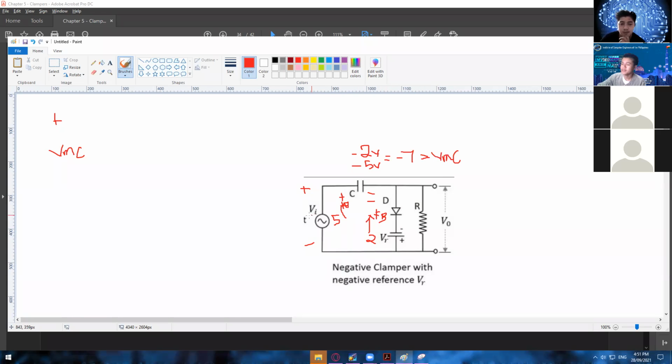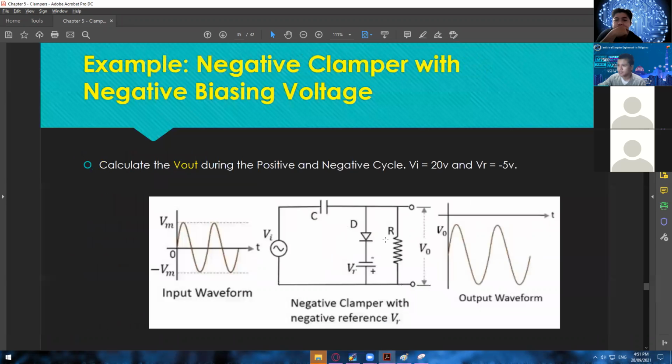And during the negative half cycle, this will be discharged. So the formula of VO for the negative half cycle right here is VI plus VMC. It's always like that. And then the VO right here is equal to your negative VR, the value of this one. So let's have an actual example later on, since I guess we don't have enough time anymore.